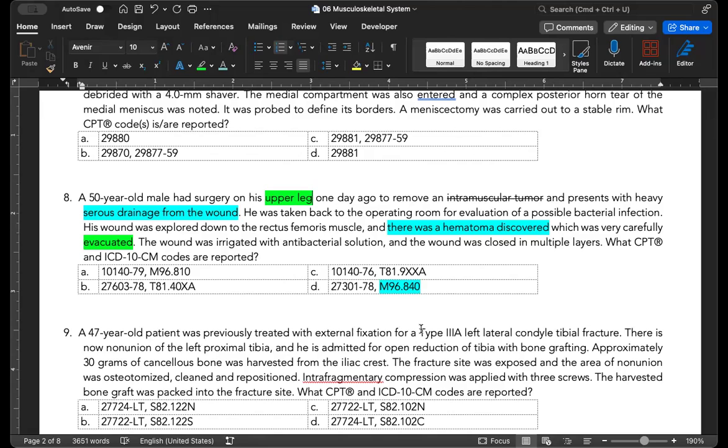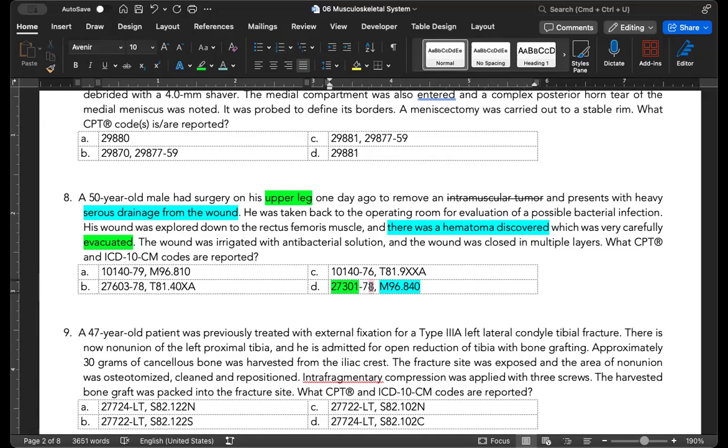So 27301 is for an incision and drainage of a deep abscess, bursa, or a hematoma. And then it's of the thigh or knee region. So we know that because it's done on the upper leg, it's going to fall in the thigh region, right? So our 27301 is our code.